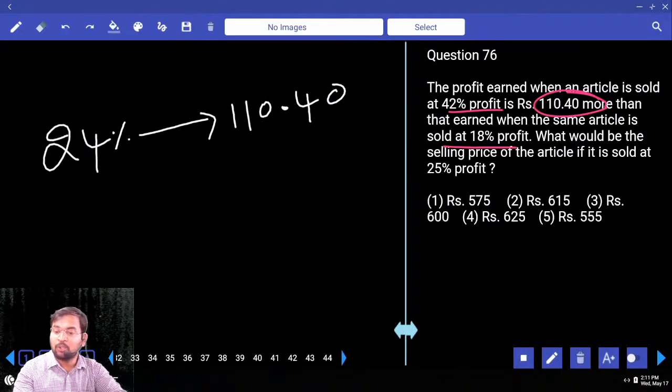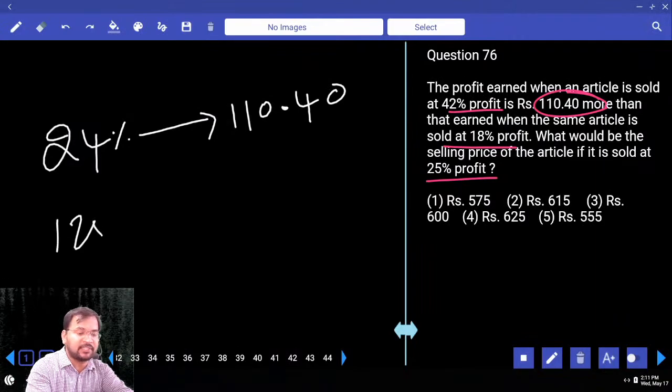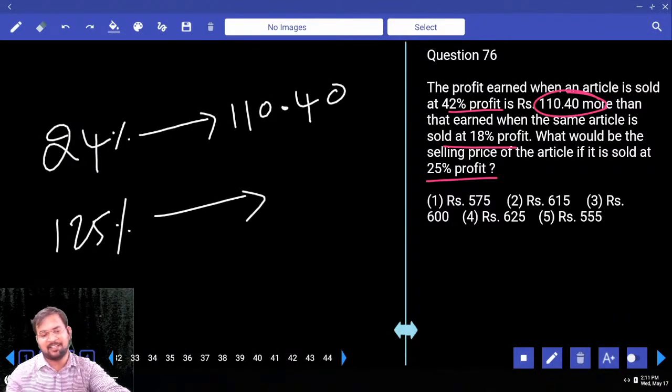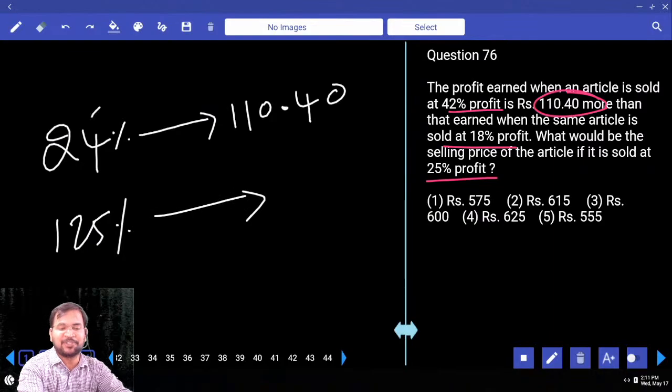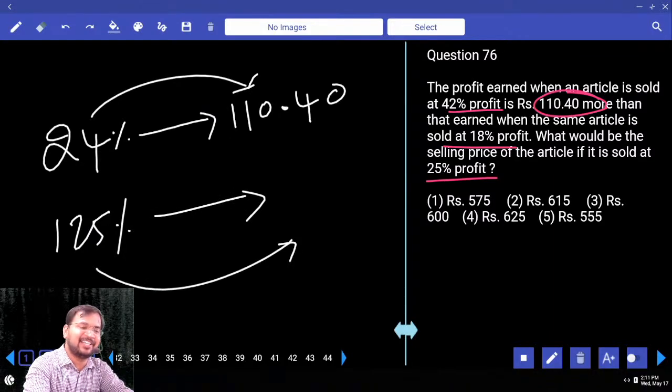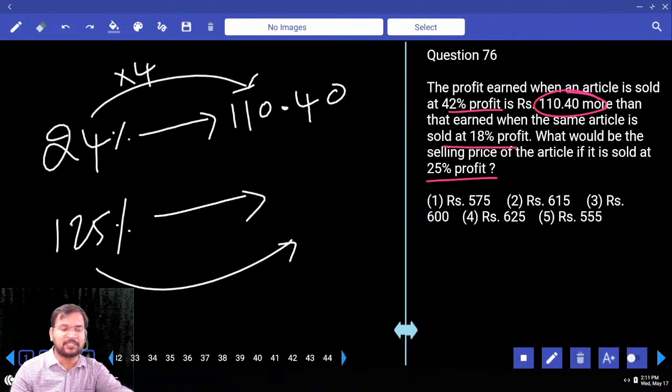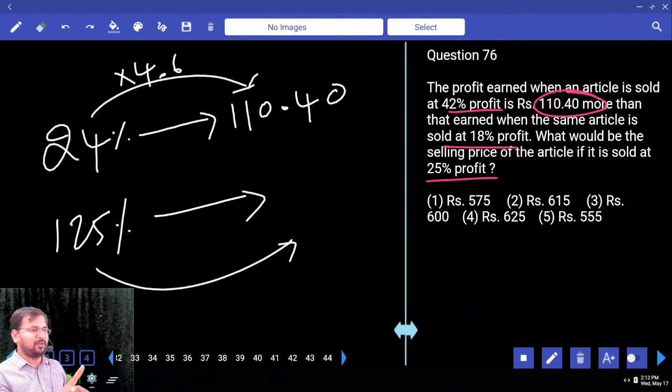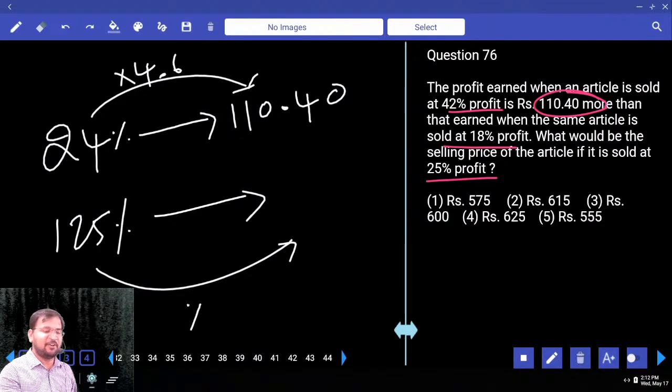Now they are asking the selling price at 25% profit. 25% profit is nothing but 125%. How many times does it go? That many times it goes. It goes exactly 24.6 times, 24 times is 96. 4.6 times 24 is 110.4, 96 plus 14.4. Exactly 4.6. 4.6 into 125 is 575. Your answer is 575.